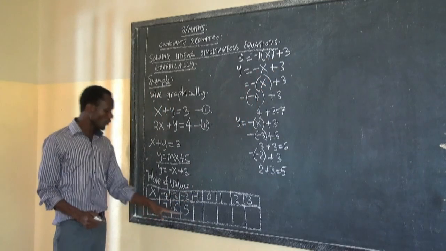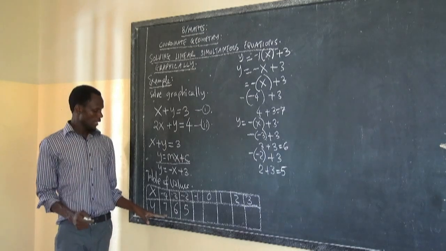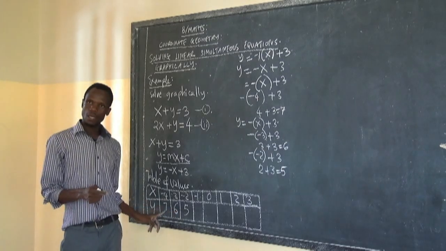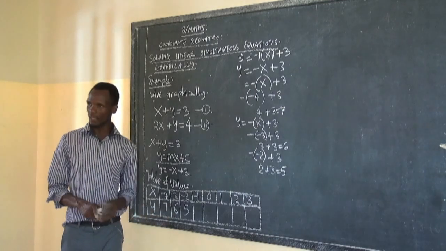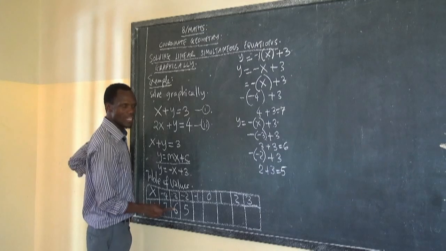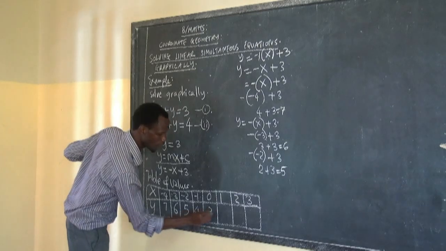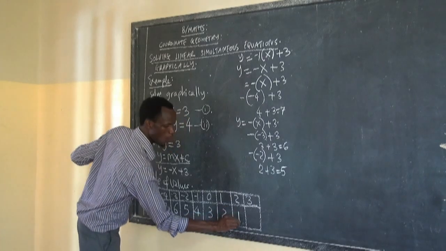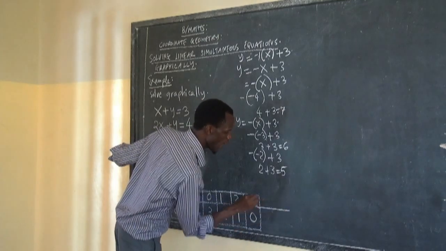After you have filled 3 data points, now you know the order. Now 7, 6, 5 means the numbers in the y are decreasing by 1. Now this is 7 minus 1, 6. 6 minus 1, 5. 5 minus 1, 4. 4 minus 1, 3. 3 minus 1, 2. 2 minus 1, 1. 1 minus 1, 0.